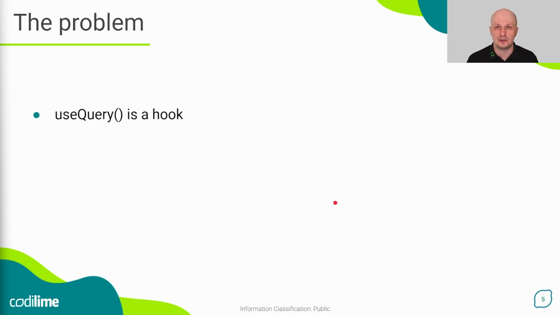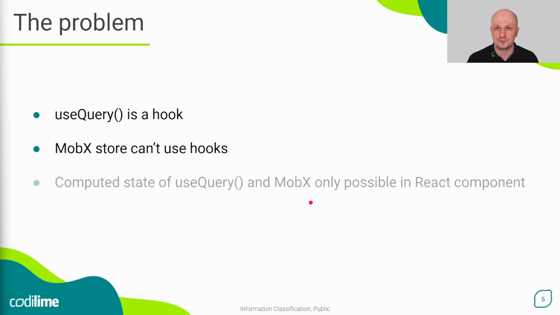It's not so easy to integrate a MobX store with React Query because the API for React is hook based. So useQuery is a hook, and a MobX store can't use hooks, and this causes another issue: computed state of results from useQuery and MobX states is possible only in a React component. We can't use MobX computed state to access useQuery data, at least not directly. So this is the hardest part of this integration.